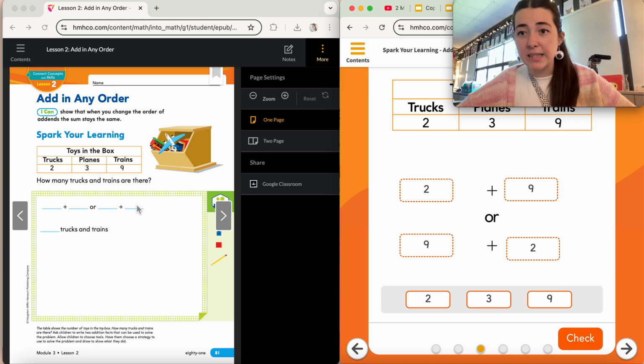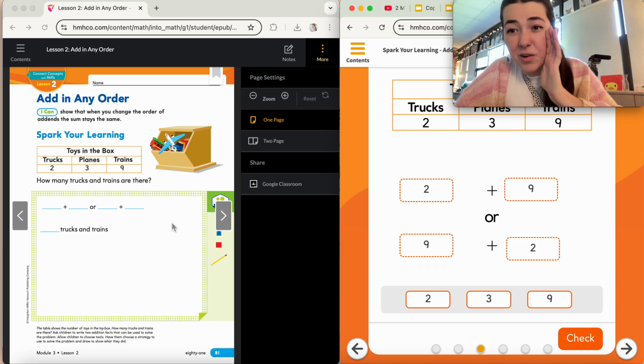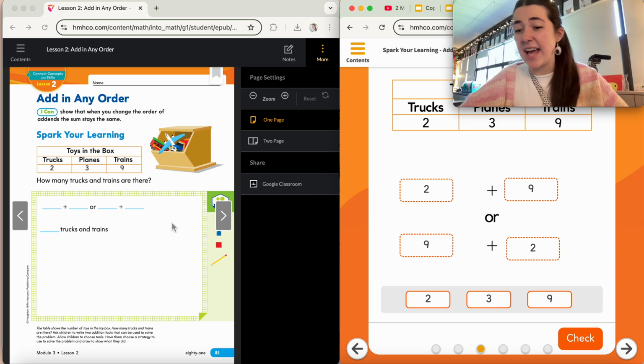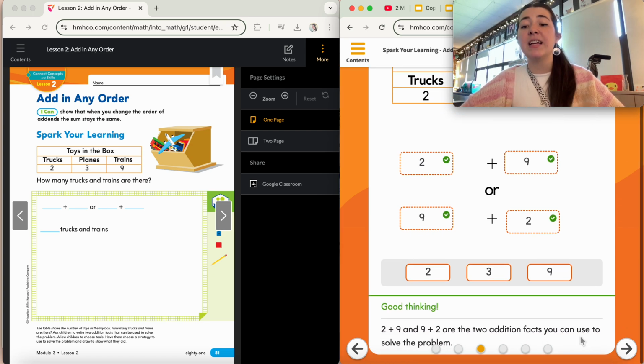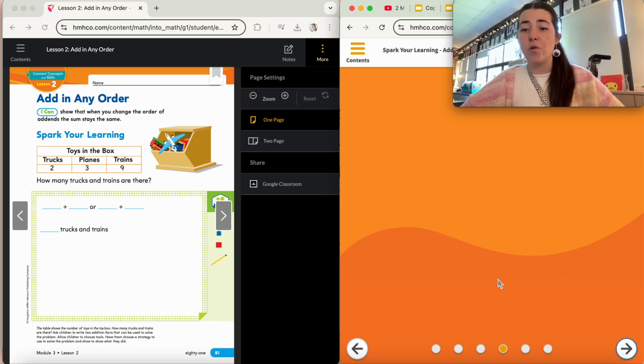Now, it wants us to figure out how many there are altogether. Reminder, you should have 2 plus 9 or 9 plus 2. And we know that the sum isn't going to change because the addends didn't change. I'm going to check and make sure I did this correct. Good job. We're ready to move forward.